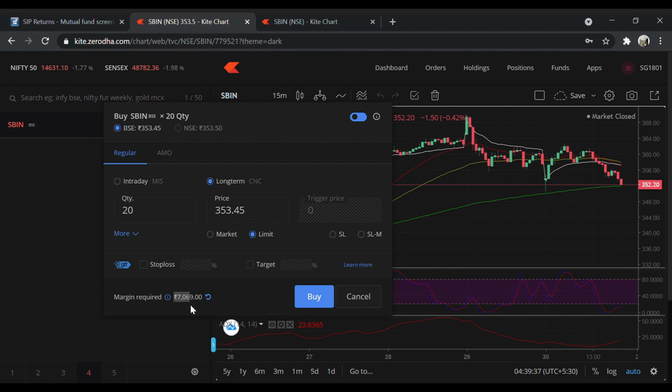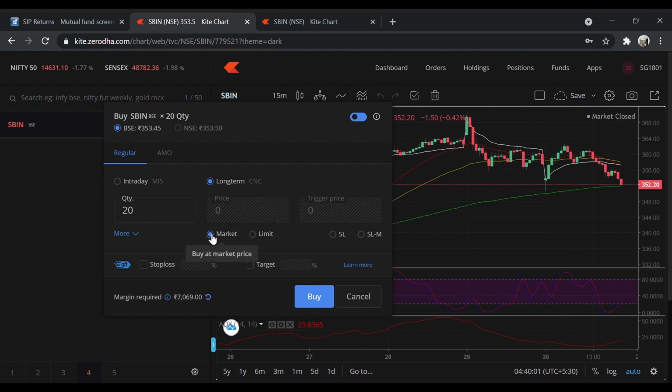So you will get to know how much money should be there in your wallet or in your demat account with Zerodha, so that you can buy 20 shares of SBI, Kotak, or any other thing which you want to buy. And you see there are two things here when it comes to price. One is limit, one is market.